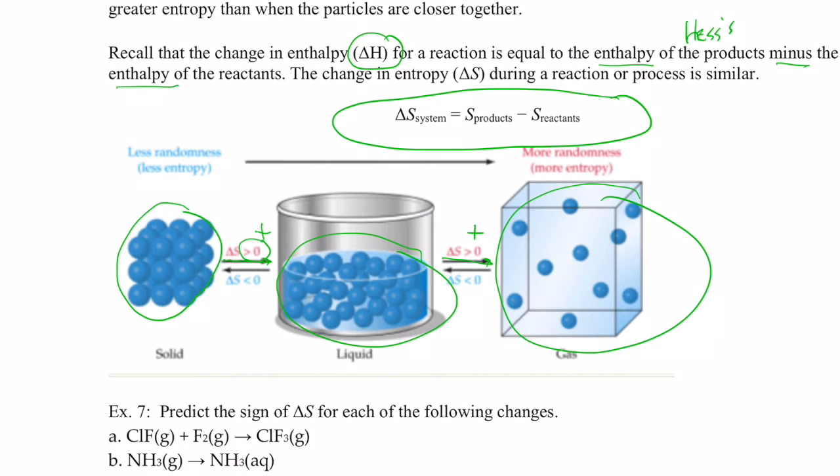So if I were to go from a gas to a liquid now, that entropy sign would be less than 0, negative. And if I were to go from a liquid and become even more ordered as a solid, that would also have a negative entropy value.